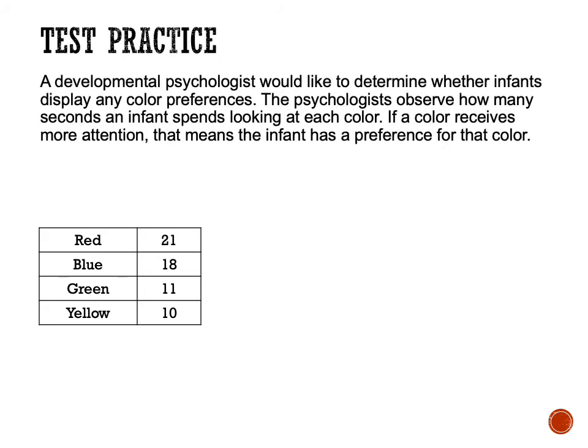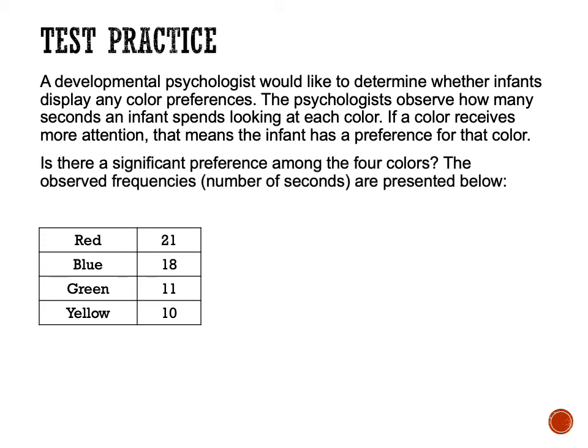So it says a developmental psychologist would like to determine whether infants display any color preferences. The psychologist observes how many seconds an infant spends looking at each color. If a color receives more attention, that means that the infant has a preference for that color. And so we want to know, is there a significant preference among the 4 colors? The observed frequencies, so in this case is the number of seconds. The observed frequencies are presented below.